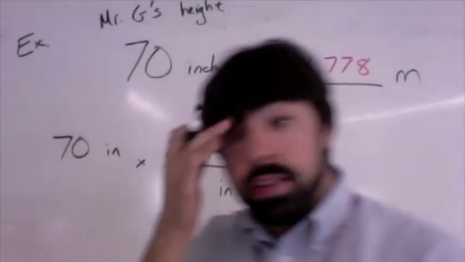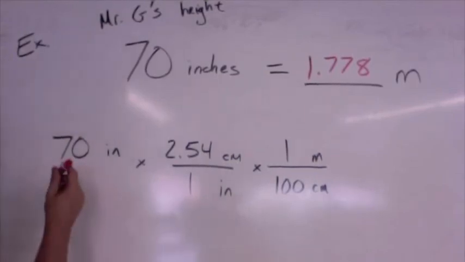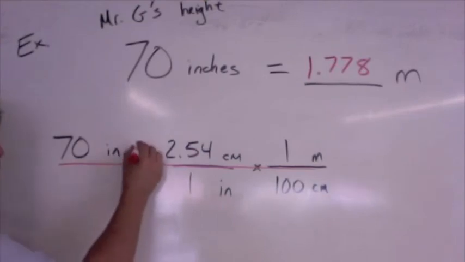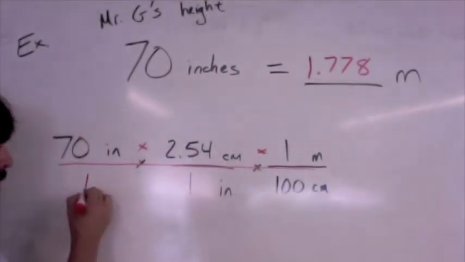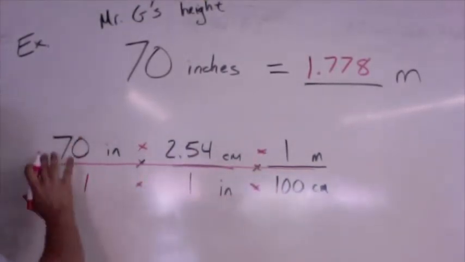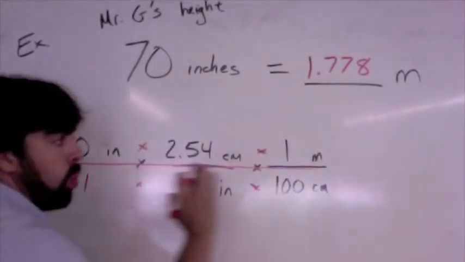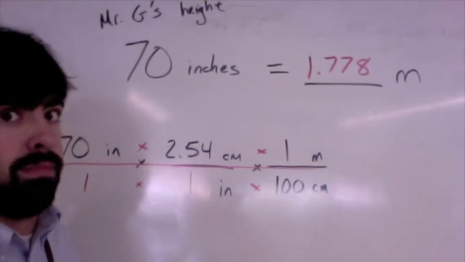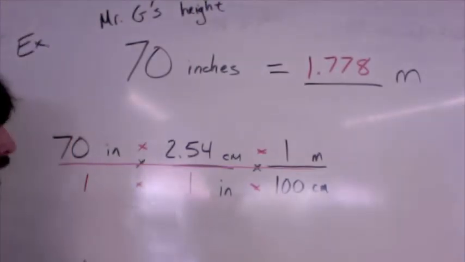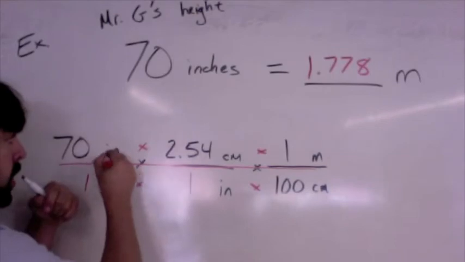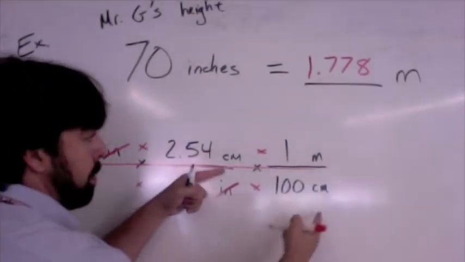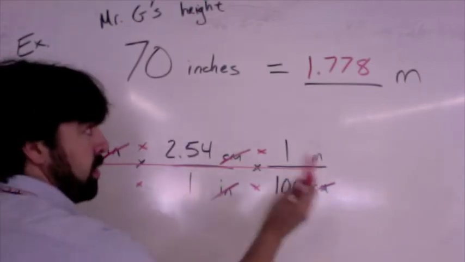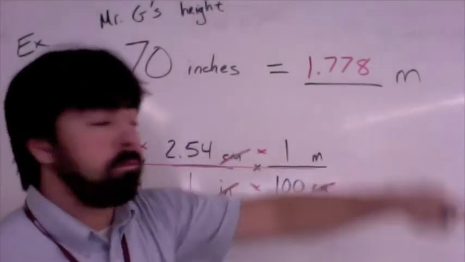Now look at what this does. We can draw one nice big line interconnecting all these. So it's times, times, 1, times, times. One big top section, one big bottom. You're allowed to do that mathematically. That's why math is awesome. So what do we have that's the same? We have inches top and bottom, gone, gone. We have centimeters top and bottom, gone, gone. We're left with meters, which is what we want.